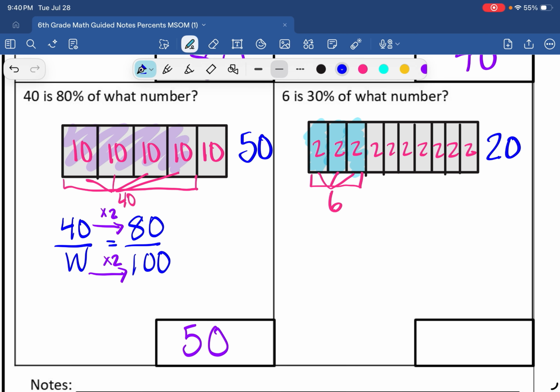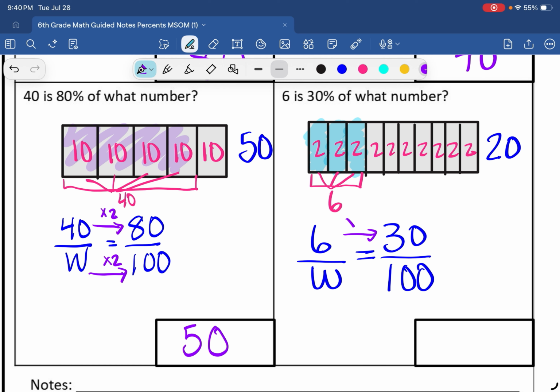Setting this up using equivalent ratios, 6 is my part out of my whole, which I don't know, is equal to 30% or 30 out of 100. Looking for multiplicative factors, I know 6 times 5 is 30, W times 5 is 100, or 100 divided by 5 will give me 20.